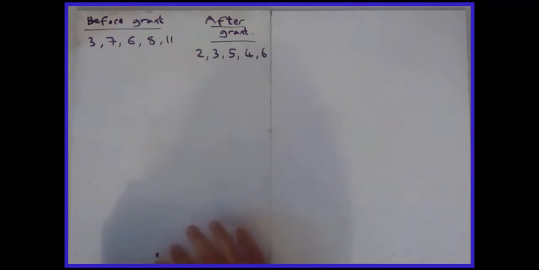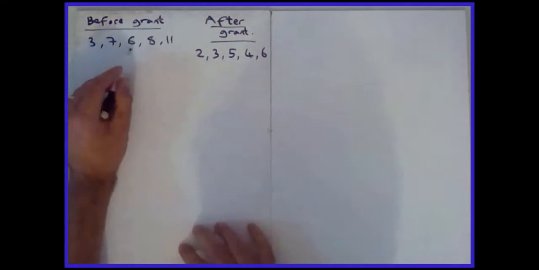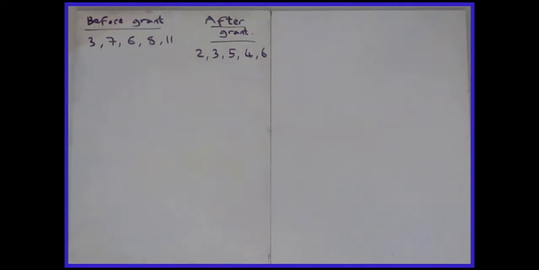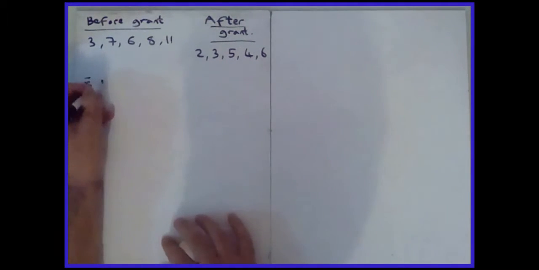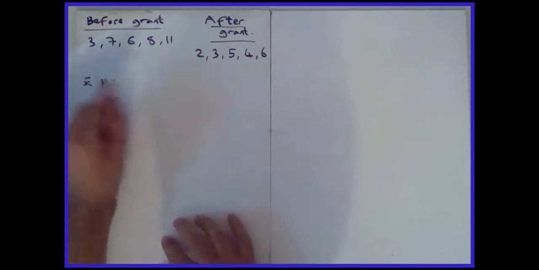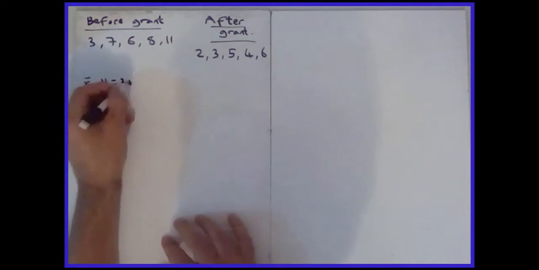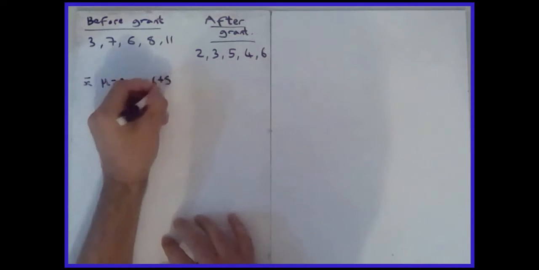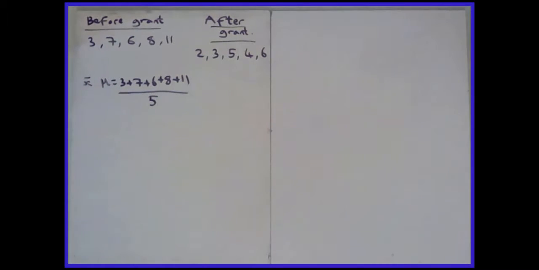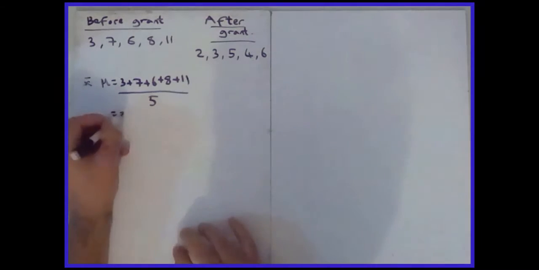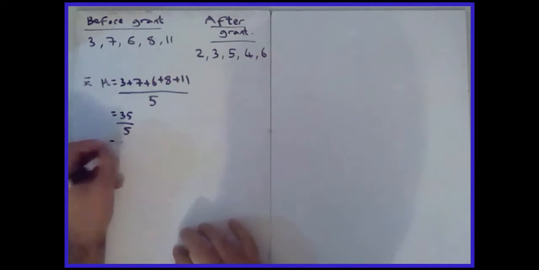So we will start with the first one, with 3, 7, 6, 8, 11. Remember, this is before the library got a grant: the number of customers out of 20 asked who were dissatisfied with the range of books. The mean, or x bar, or mu, is the sum of all of these divided by n. So it's literally 3 plus 7 plus 6 plus 8 plus 11, and divide that by 5. The sum of all of those is 35. So 35 divided by 5 equals 7. So the mean equals 7.